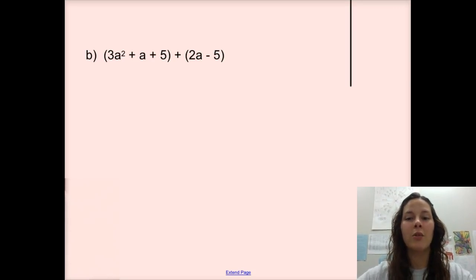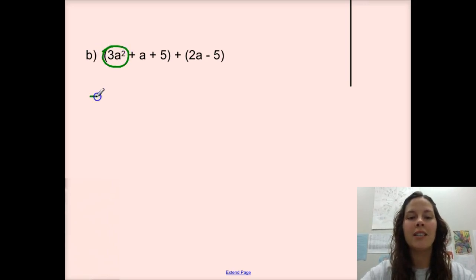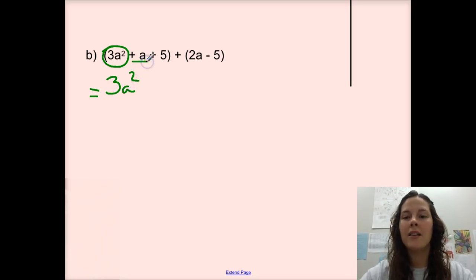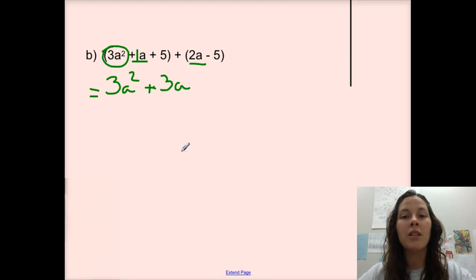This time we're adding a trinomial and a binomial. I'm noticing my 3a squared term is lonely. It doesn't have any like terms, so I don't have anything to add that with. A plus 2a gives me a total of 3a. Remember, this first a here, it's like there's an imaginary 1. When you multiply by 1, it doesn't change anything. So in simplest form, we remove the 1. But when we're combining like terms, it's helpful to think about that 1 being there. Positive 5 minus 5 is 0. And again, adding 0 isn't in simplest form, so we're done with our expression on this one.